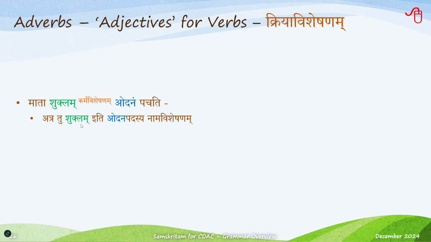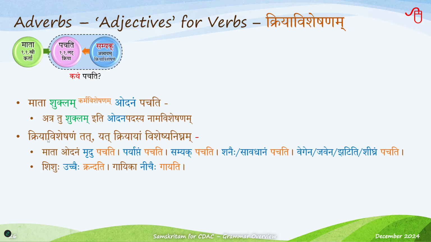Atra tu Shuklam iti Odana padasya nama visheshanam. So this is not a kriya visheshana. Just to learn what is visheshana again, we are quickly bringing one simple example. Here now you see. Kriya visheshanam tat yat kriyayam visheshya nignam. The Lakshana Katana in Samskrita Vangmaya is: kriya visheshanam tat yat kriyayam visheshya nignam.